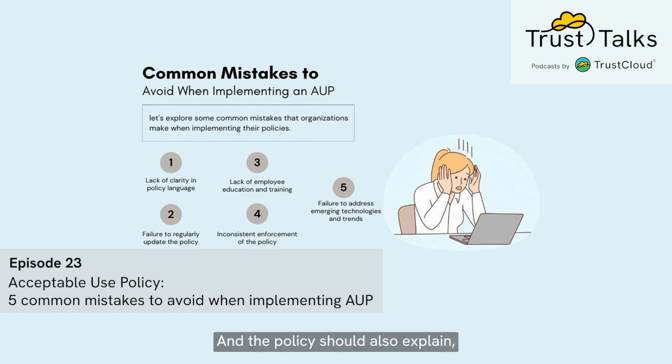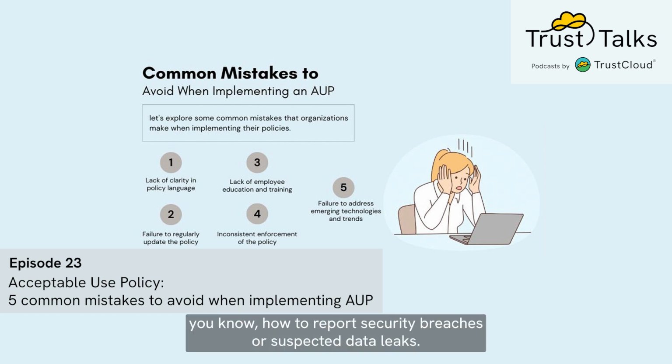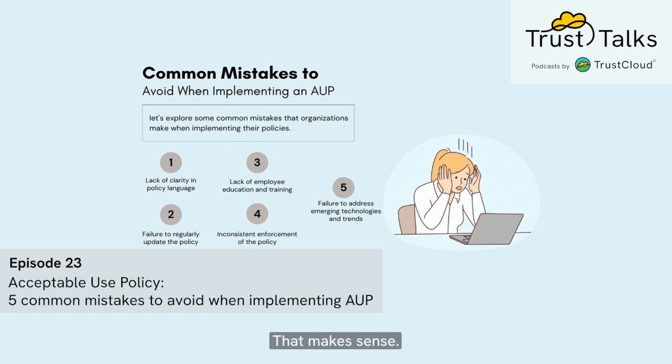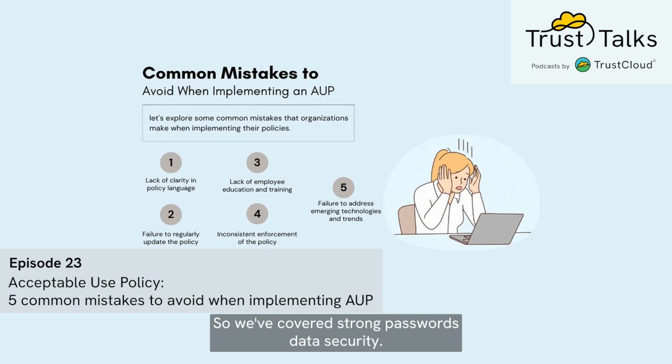And the policy should also explain how to report security breaches or suspected data leaks. So it's not just about preventing those things from happening. It's also about knowing what to do if they do happen, right? Right. It's like having a fire drill for the digital world. Okay, that makes sense. So we've covered strong passwords, data security.